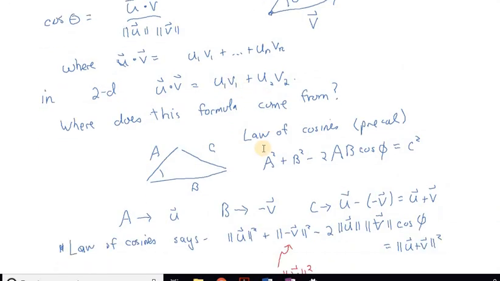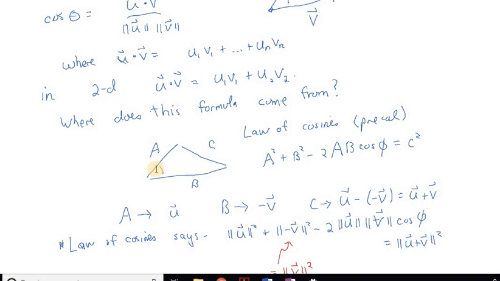All right, so you remember the law of cosines. You should have seen this in pre-calc, where you have a, b, c, 3 sides of a triangle, and the angle here, let me just draw it in, the angle here, I will call this angle phi, and I'm calling it phi for a reason that you'll see. Now, law of cosines says that a squared plus b squared minus 2ab cosine phi is equal to c squared.